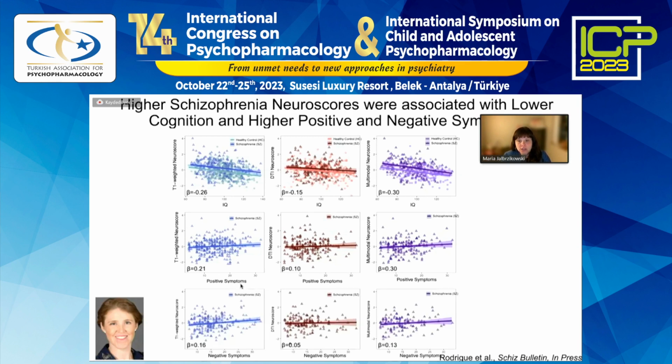Finally, only the T1 weighted neuroscore here on the left was associated with negative symptoms, with higher negative symptoms associated with the higher score. So in summary, these findings show that the neuroscores are important for more than just detecting group differences.